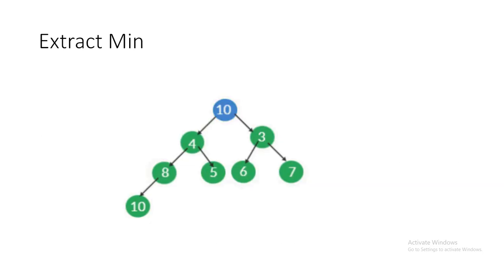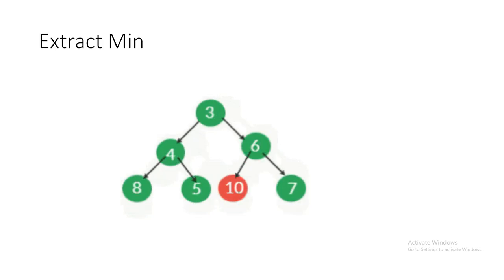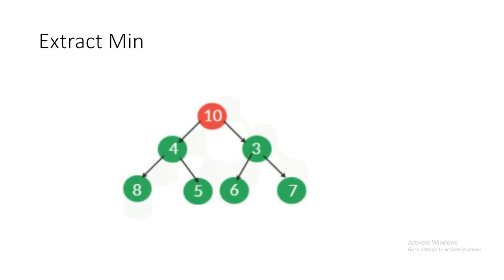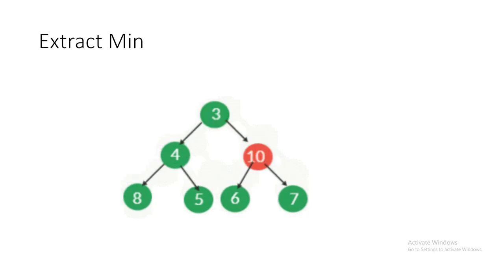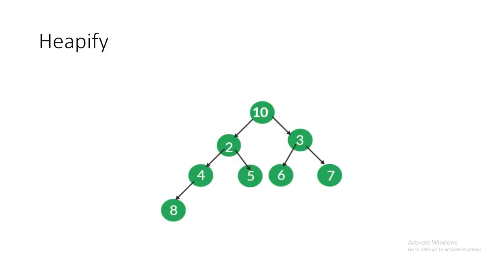Extract min means the 2 is extracted and 10 is put in its place. Now 10 goes down to find the minimum one, that is the extract. So 10 is compared with 3, then 6 is replaced with the 10. So this is the priority queue.